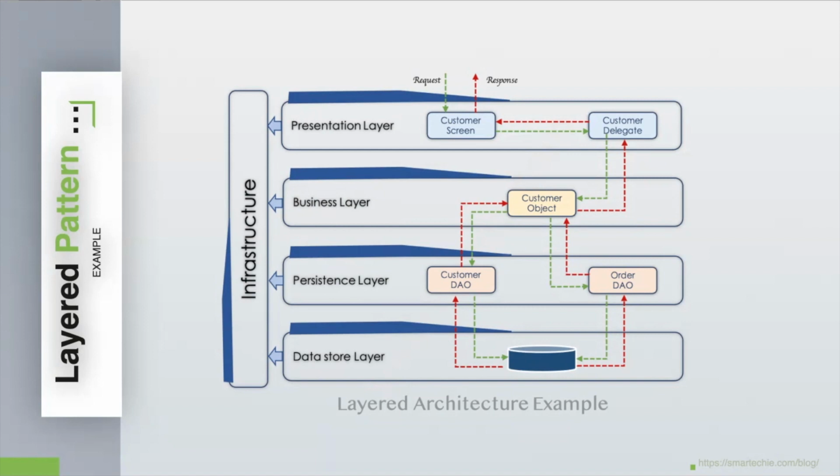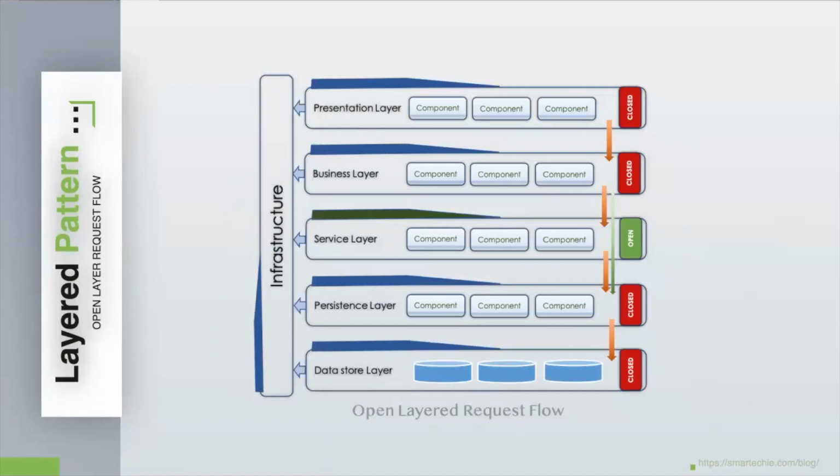Which really makes no sense at all, right? So this is an age-old problem with the layered architecture, and it's solved by creating open layers within the architecture itself, as illustrated in the picture on the screen. The service layer in this case is marked as open, meaning requests are allowed to bypass this open layer and go directly to the layer below it.